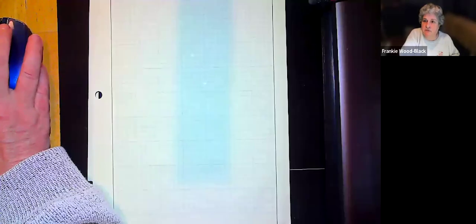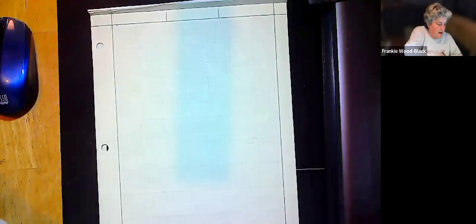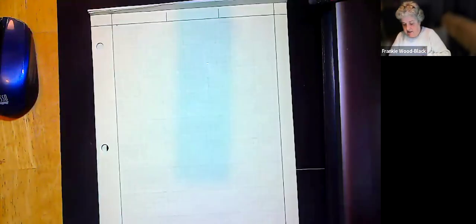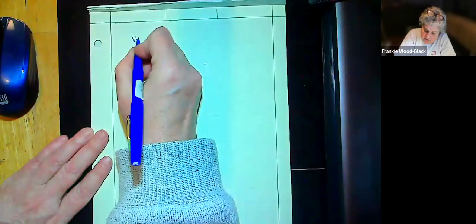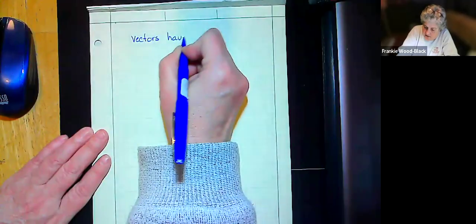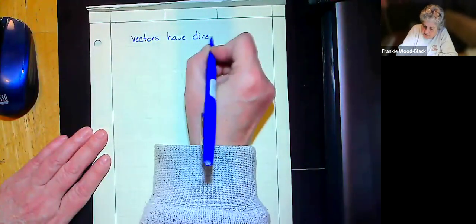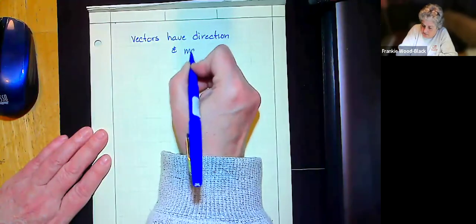When we start doing 2 dimensions. Remember, I know it's been a couple of weeks. We've all had a couple of weeks. We've all had all kinds of craziness, but we talked about the fact that vectors have direction and magnitude.